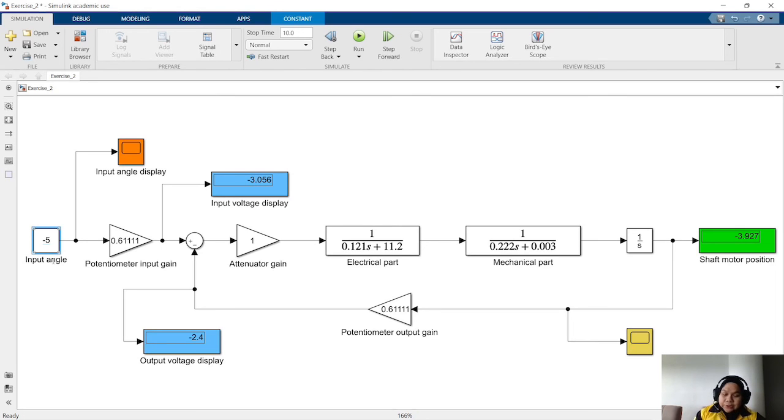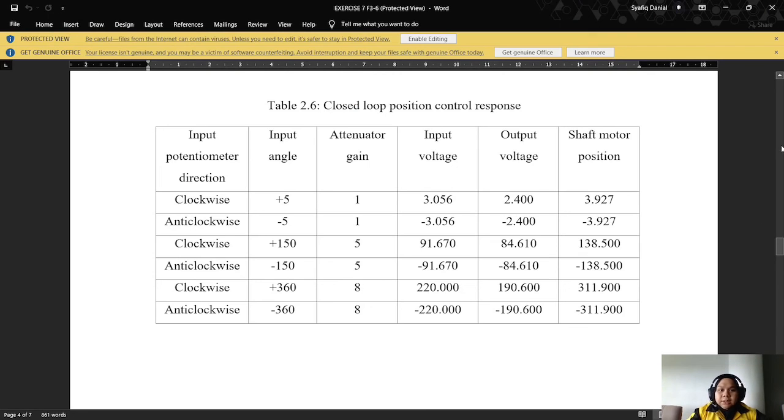And then we need to proceed with this procedure by changing the input angle to 150 and also 360, and we need to change our attenuator gain to 5 and 8, but I already constructed the procedure, and this is the whole value for the input voltage, output voltage, and also the shaft motor for all the input angles, which is 5, 150, and also 360, in clockwise and also anti-clockwise, and we also change the attenuator gain.